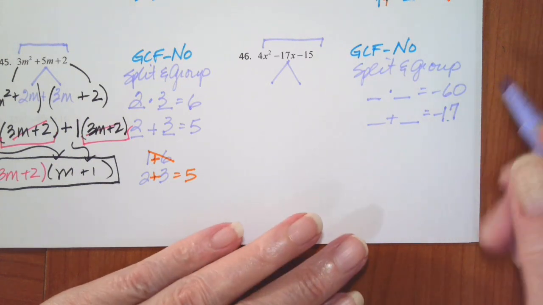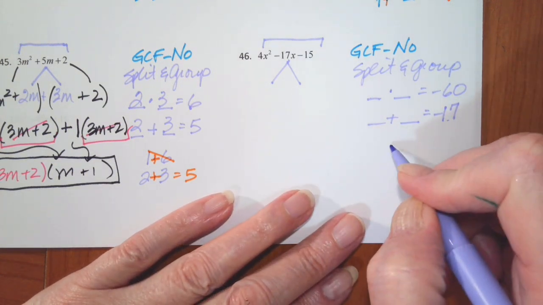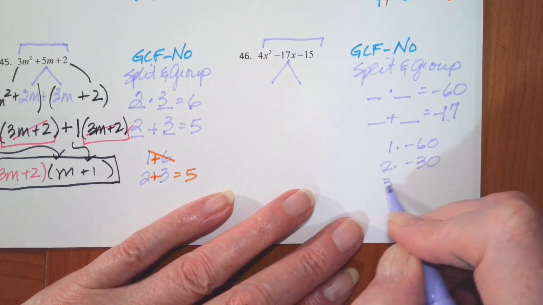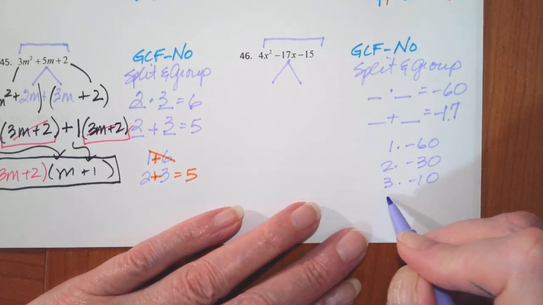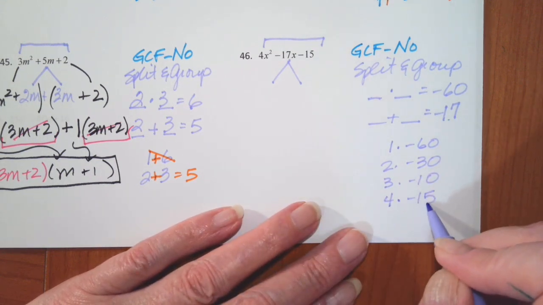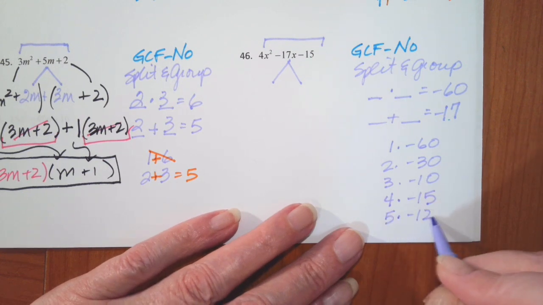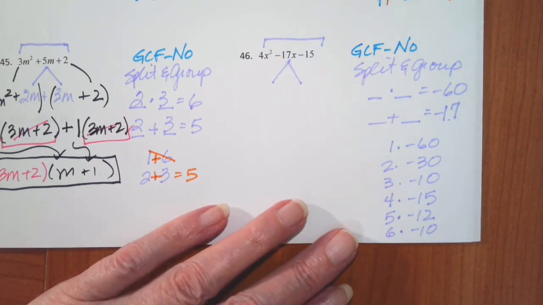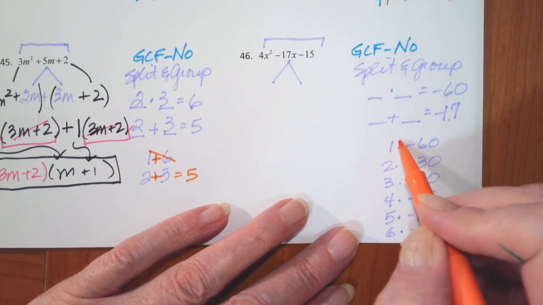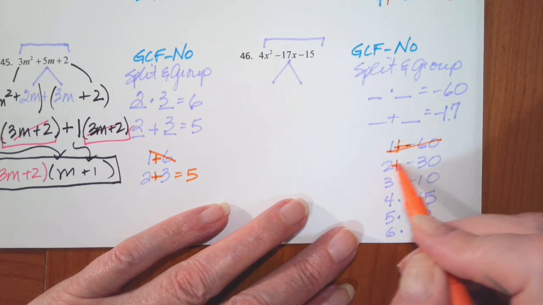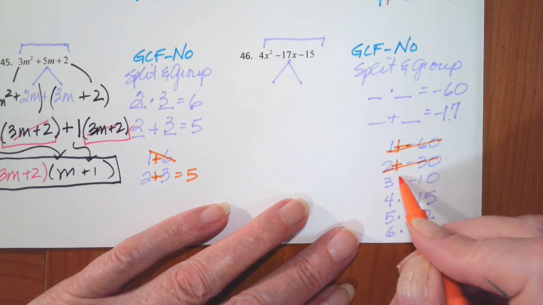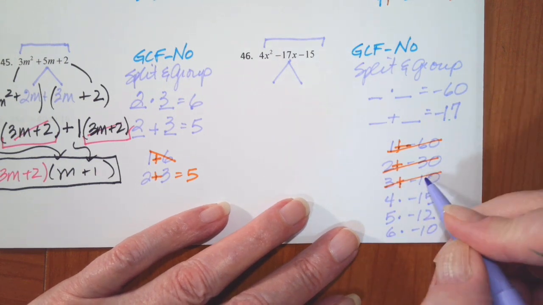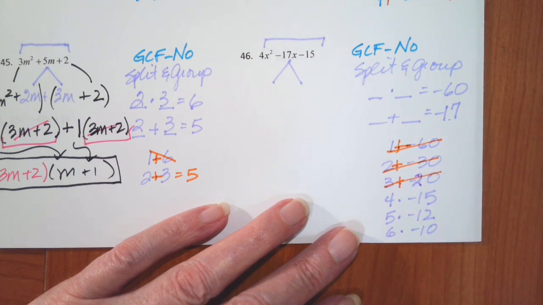Okay, again, if I don't see it right away, I'm going to do 1 times -60, 2 times -30, 3 times -10, 4 times -15, 5 times -12, and 6 times -10. Those are all the factor pairs of 60. Okay, 1 plus -60 doesn't work. 2 plus -30 is -28. 3 plus -10 doesn't work. Oh, this is -20. Duh. And that one does work.